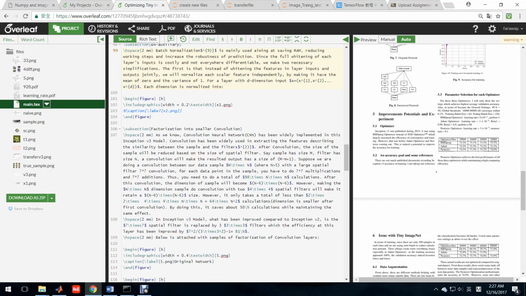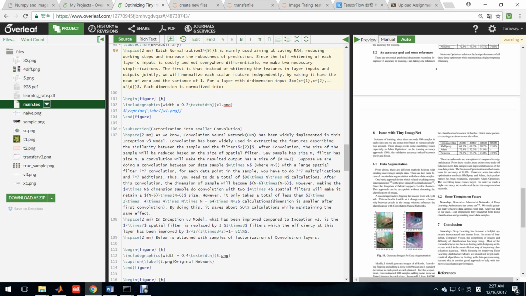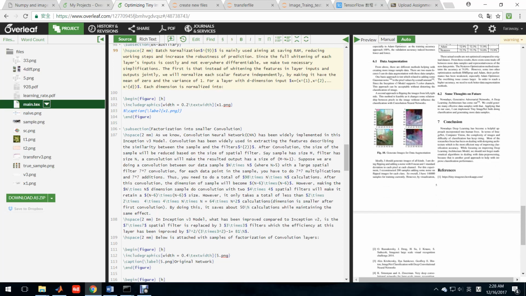I'm thinking about some problems with Tiny ImageNet, because there are only 200 classes and each only has 500 images to train. So I'm wondering if overfitting will be an issue with that. So I'm doing data augmentation. Here you can take a look.